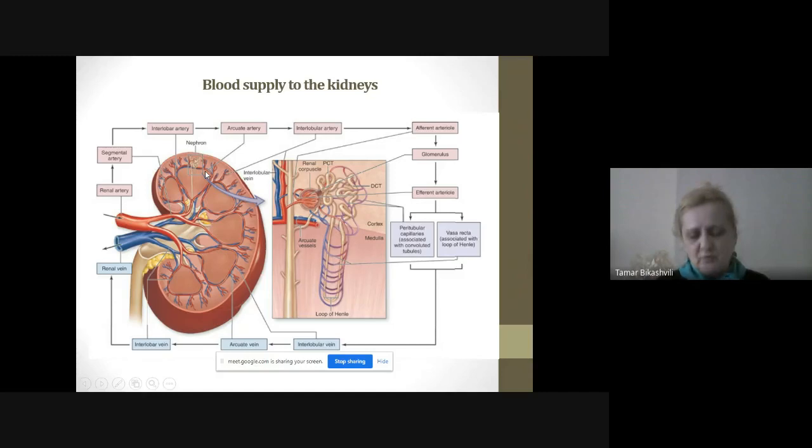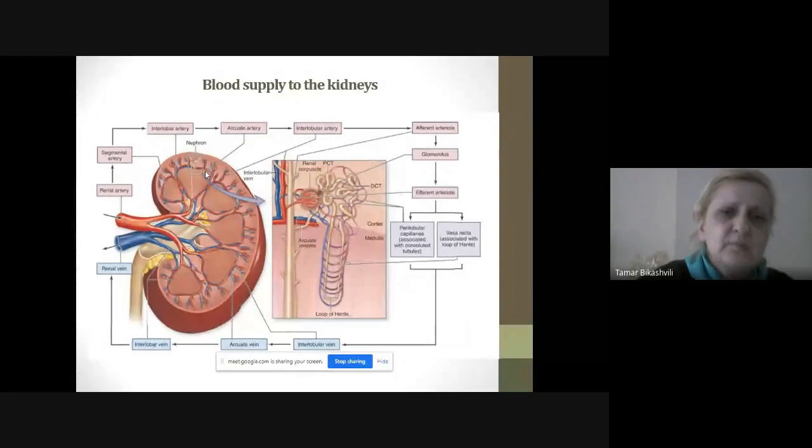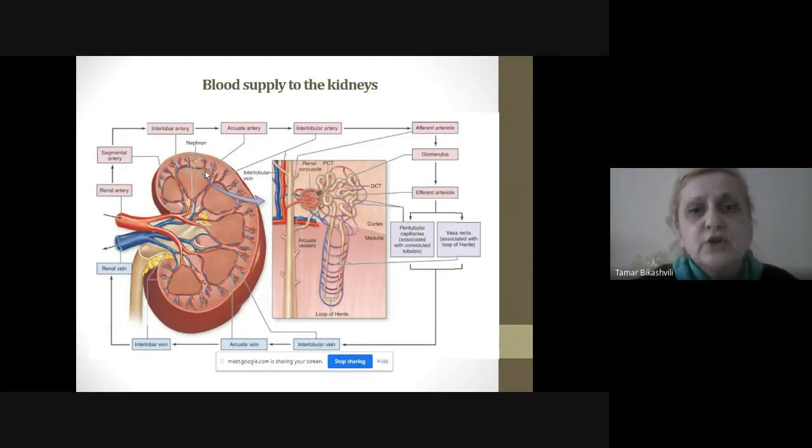And if you remember, the arcuate arteries are located between the cortex and medulla. It is easy to guess that this is the arcuate artery because this part, the transitional zone between the cortex and medulla, is visible. Then from the arcuate artery start the interlobular arteries. Now the blood supply of the glomerulus.